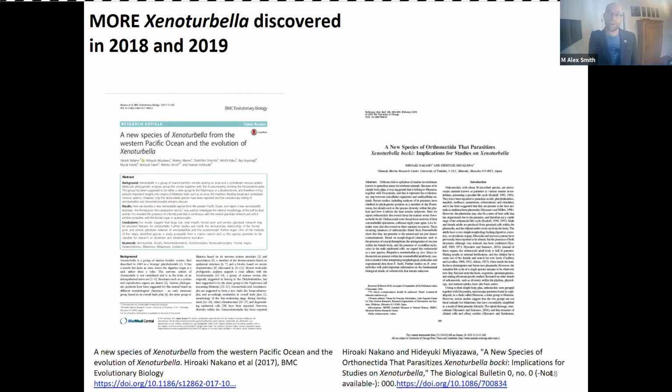As we can collect them more sensitively with these slurp cannons, we're discovering more and more about other species that live on them. And so this other study here on the right-hand side, I'll tell you about in a second, where a representative of another understudied phylum was found parasitizing one of the Xenoturbella.